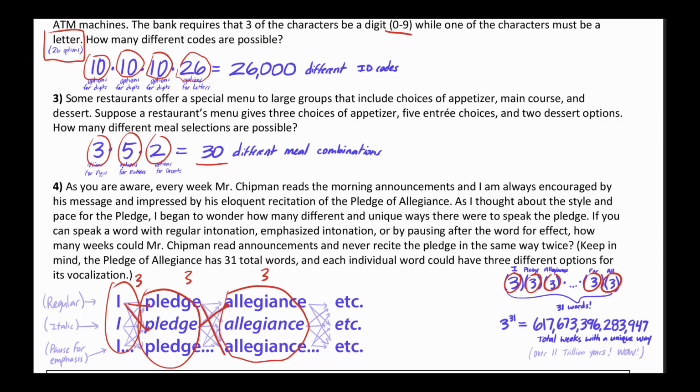Now that's the total weeks that he could say it in a different way. I wanted to get a grasp of how big of a number that was, or how long, so I converted it into years, and that's about 11 trillion years. So, yeah, that's a long time. So now when Mr. Chipman comes on the announcements, you should be excited for a new, rousing rendition of the Pledge of Allegiance. We'll have to keep track of how many different ways he can say it. So there's our first rule, the general multiplication rule. That's pretty easy. We start to build on this with our next idea.